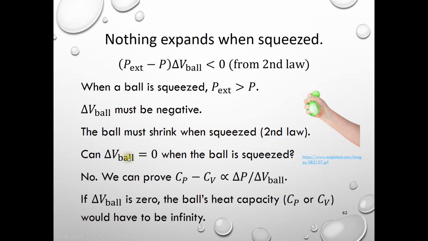However, can this delta V be 0 when the ball is squeezed? The answer is no. We can prove this. The difference between the isobaric heat capacity and isochoric heat capacity is proportional to the reciprocal of this delta V. If delta V is 0 when you apply a pressure to it, then the ball's heat capacity, either Cp or Cv, would have to be infinity, and that's unphysical.